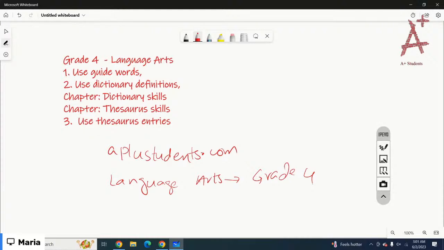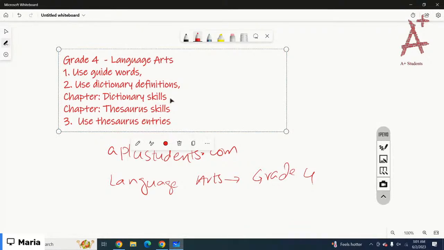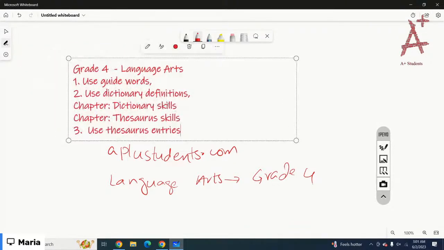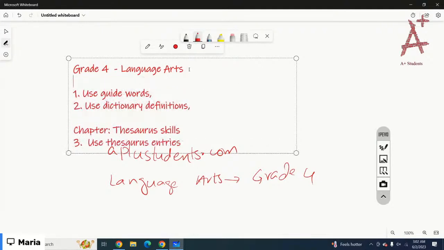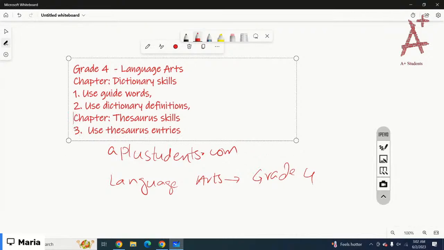We're going to start with the chapter dictionary skills, and the lessons we are going to cover today are use guide words and then use dictionary definitions. Then we'll start the new chapter, that is thesaurus skills, and the lesson we're going to cover is use thesaurus entries. So let's just start with the first lesson.